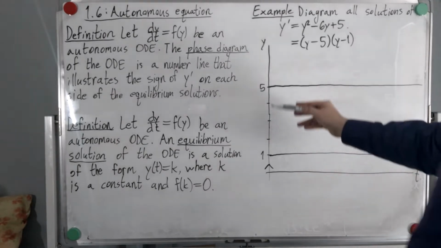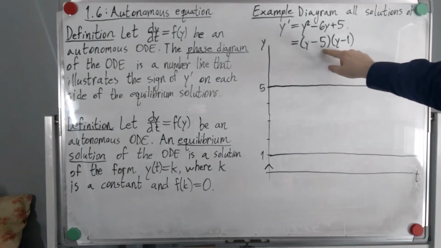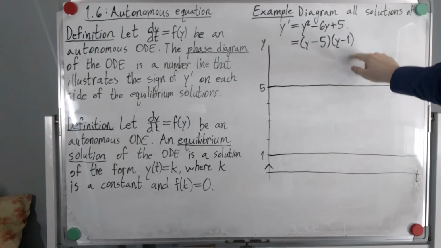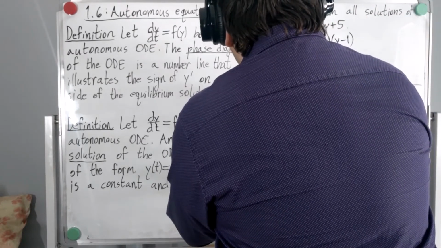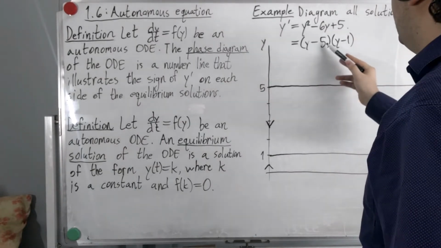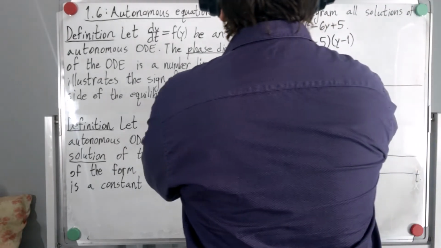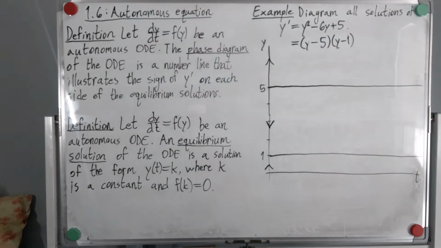If you take something between 1 and 5, such as 2, then we have 2 minus 5, which is negative, times 2 minus 1, which is positive. So that's going to be negative. And so in this region, we put an arrow facing downward. And then finally, if you select something larger than 5, like 10, then you get something positive times something positive. So this is going to be an arrow going upward. And then that y-axis is what we call the phase diagram.